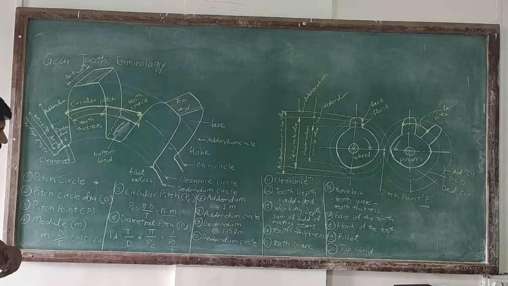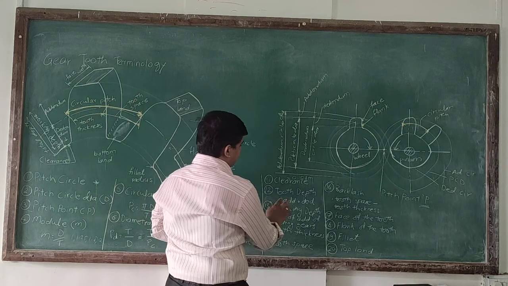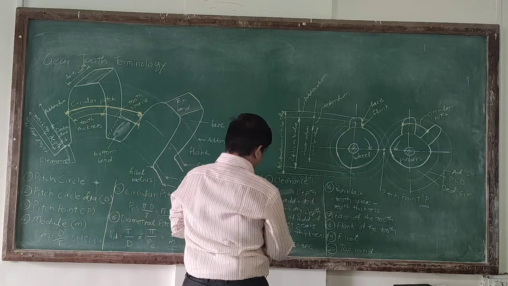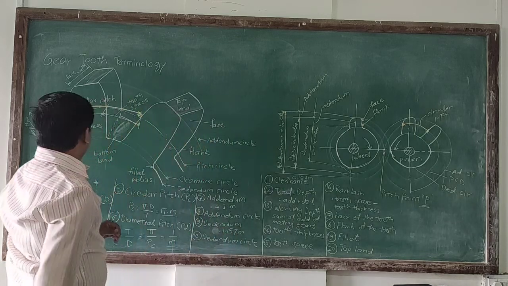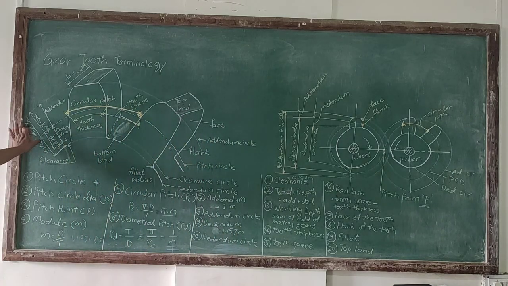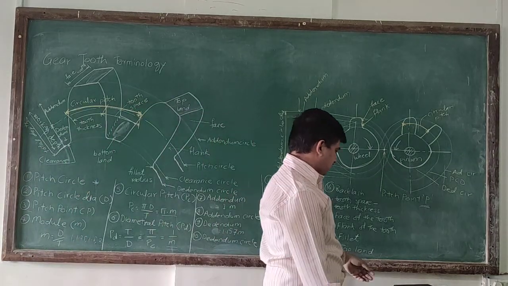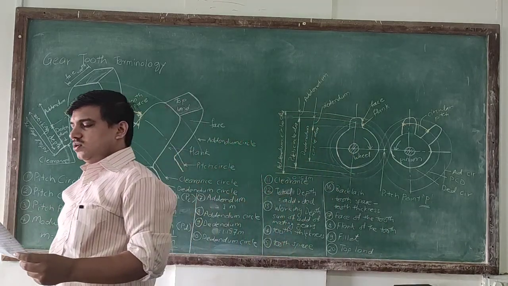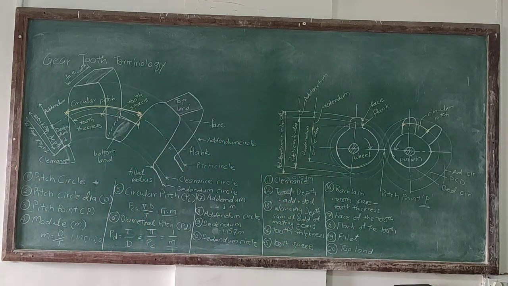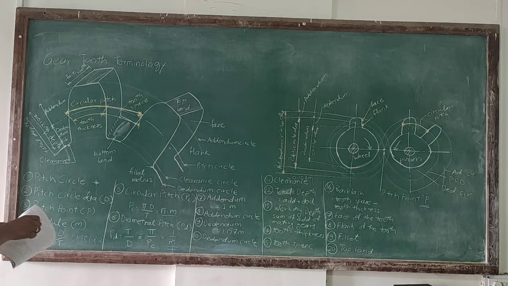Now next is total depth. See, this is the total depth. What is it? It is the radial distance between the top of the tooth to the bottom of the tooth. It is equal to the sum of addendum plus dedendum.